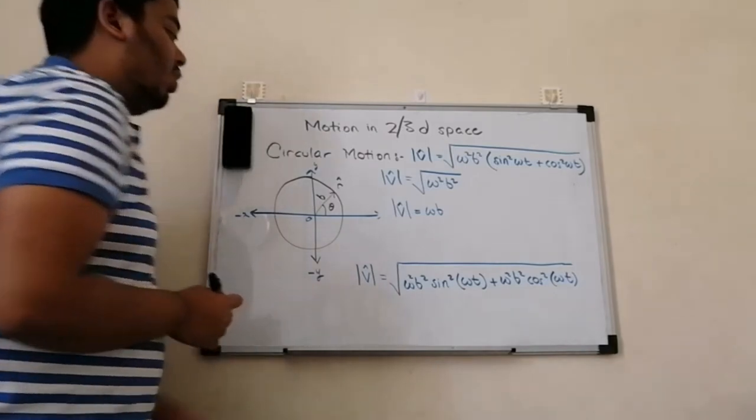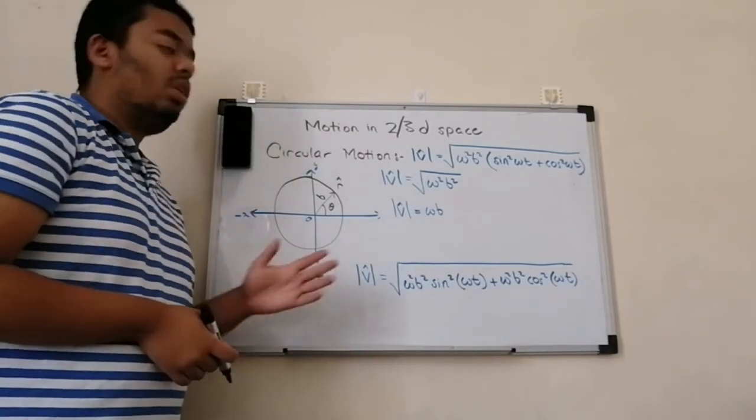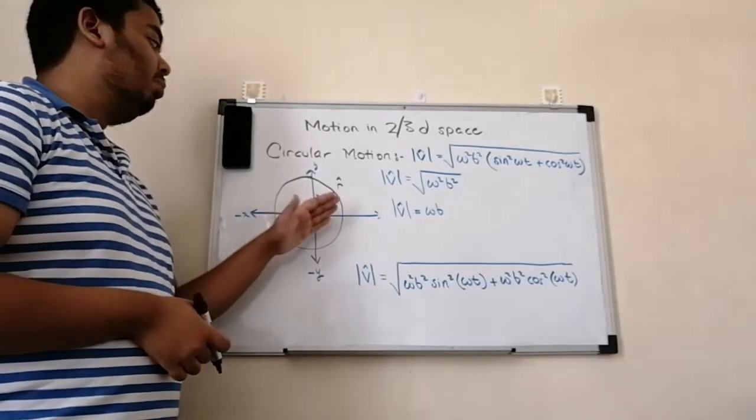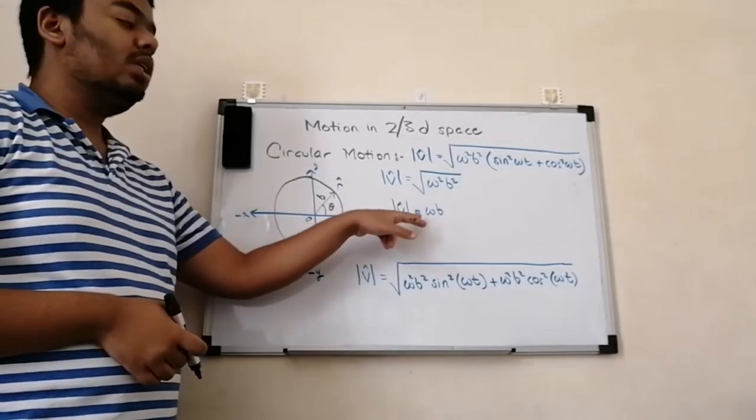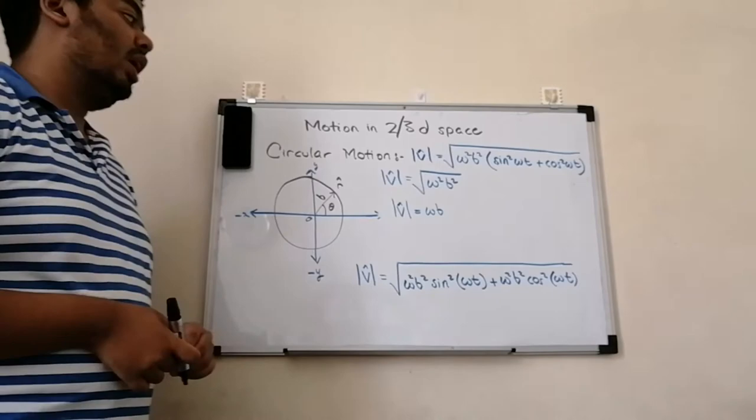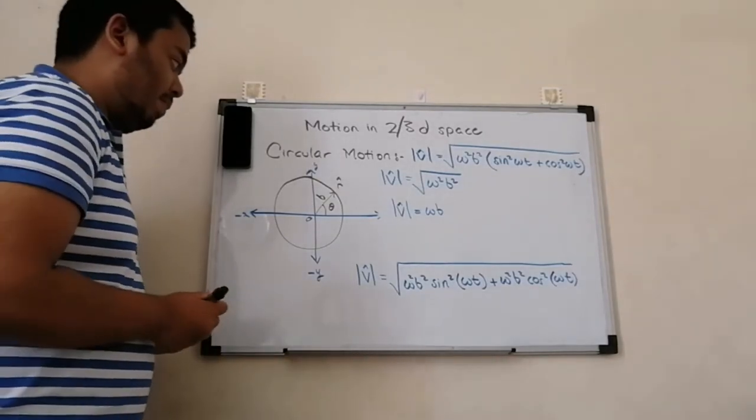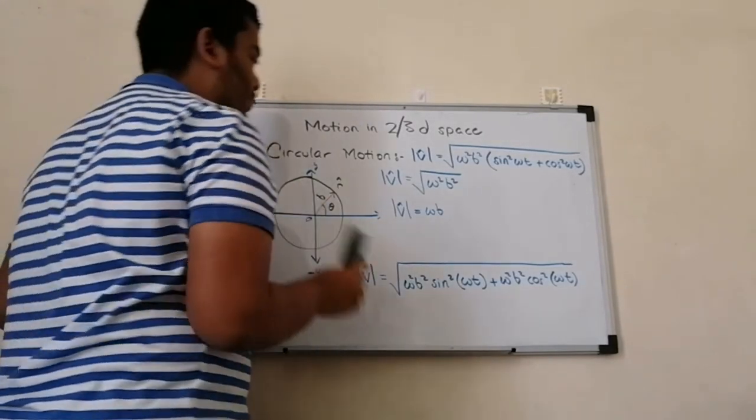So the speed of the particle in a circular motion is given by the radius multiplied by the angular speed. Okay, let's move ahead.